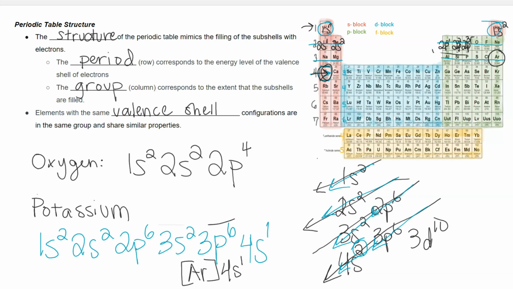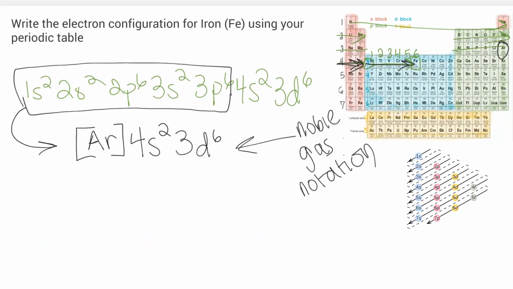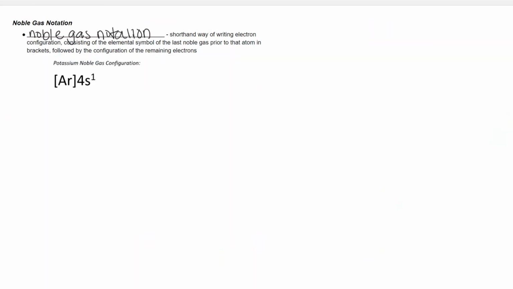So that shortens potassium's electron configuration a whole lot. These first 18 electrons can be summarized to say they are the exact same thing as argon, and then the part that's left is the 4s1. So we just write that. So that's where we got the shorthand electron configuration of argon in brackets and then 4s1. Anyone have questions there?